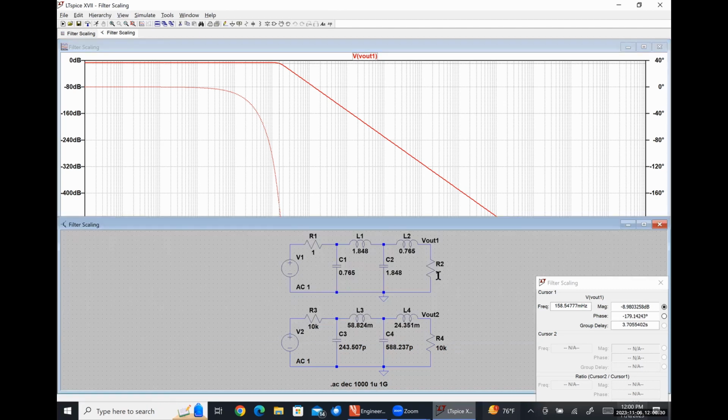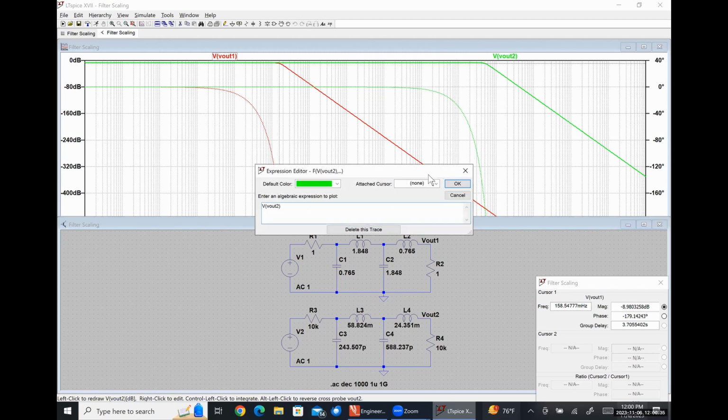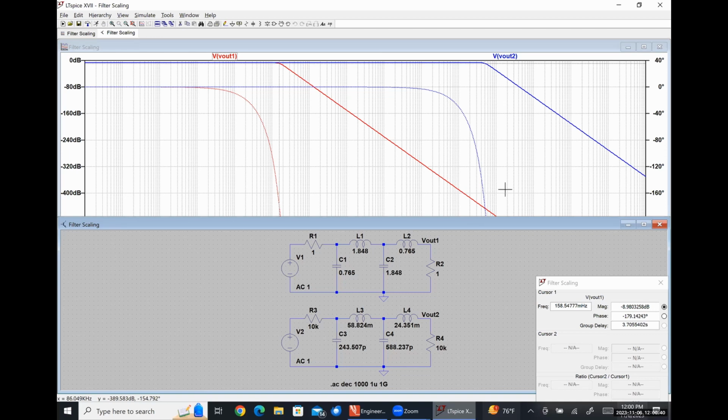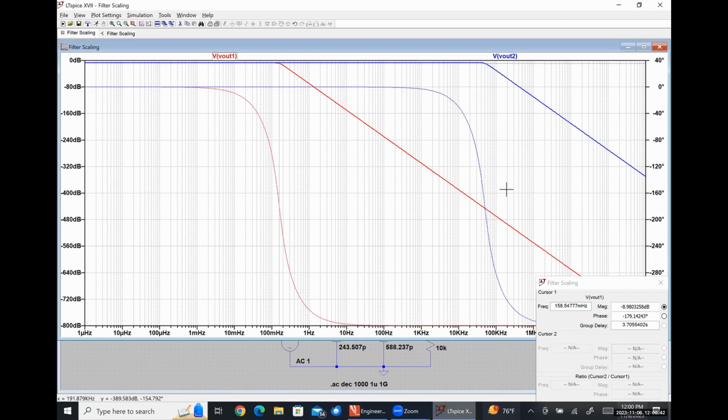Now, coming over here, clicking on V out 2, changing the color to something more visible. And then looking over here, we have the exact same magnitude response and the exact same phase response. Now we should be looking for our output voltage to be at -9 dB at approximately 50 kilohertz. So let's check that out.